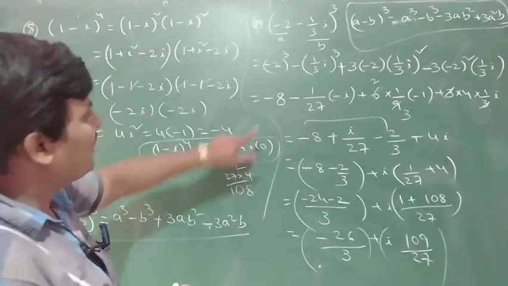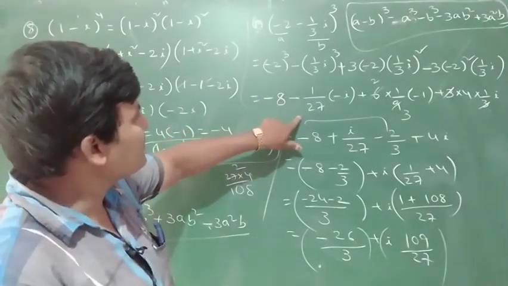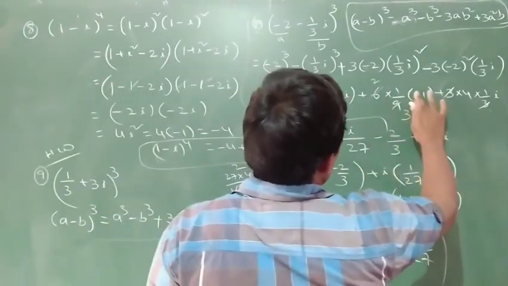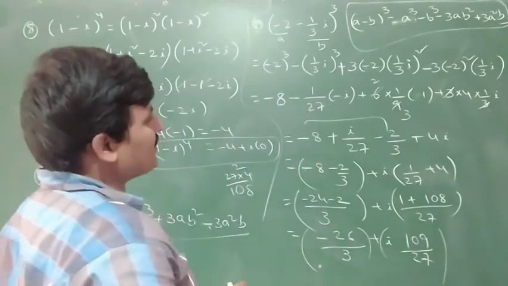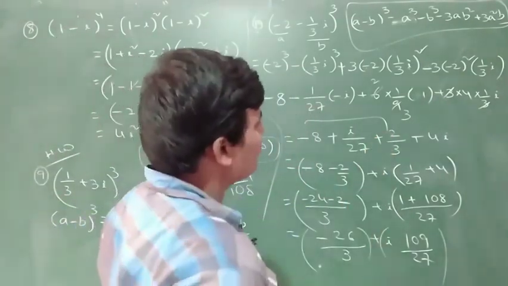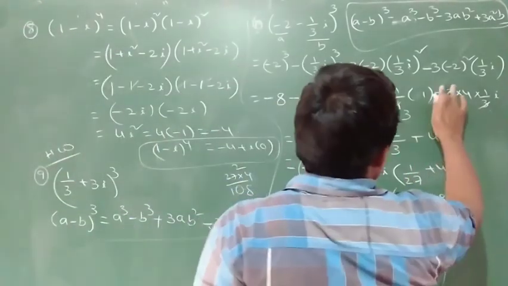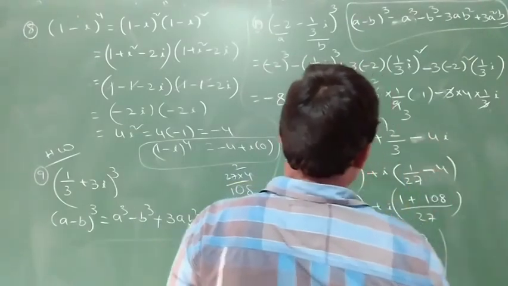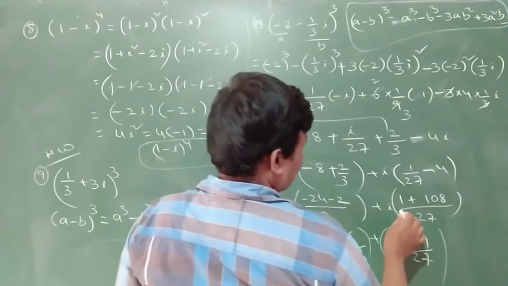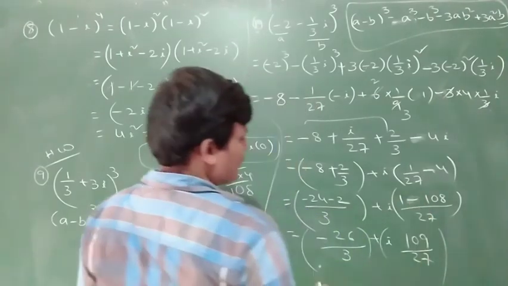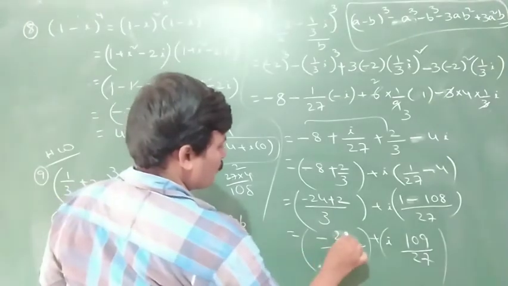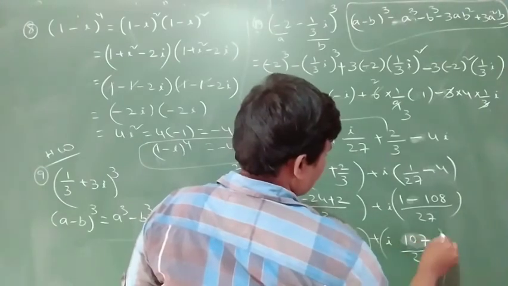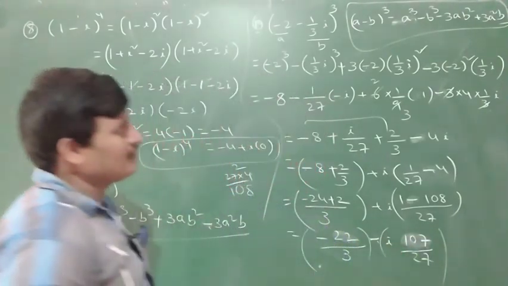So minus 8 minus 1 by 27 into i, next plus 2 by 3, and this is minus, 3 cancels, plus 4i. This is minus with plus, minus 22 by 3 plus 107 by 27 i. This formula.